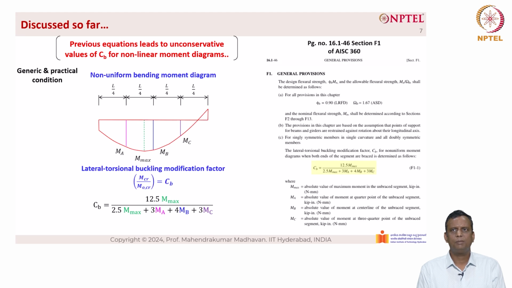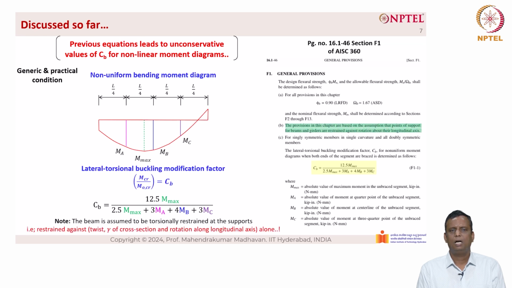And this is the same equation that is also present in AISC 360, as you can see from the right hand side. However, it should be noted that the beam is assumed to be torsionally restrained at the supports, that is restrained against twist, which is gamma of the cross section, and rotation along the longitudinal axis alone, which means that there is no twisting taking place in the length of the beam. The beam is free to warp, which means that there is no warping restraint provided at the supports. So it is basically a simply supported beam.